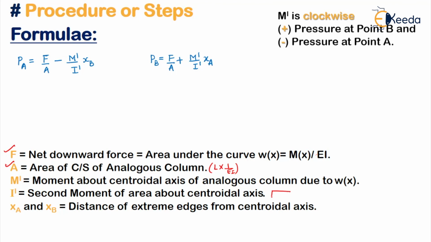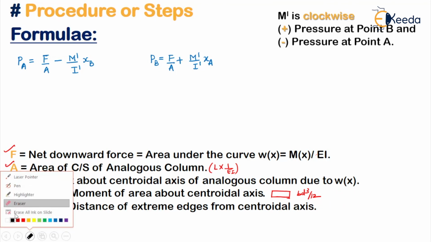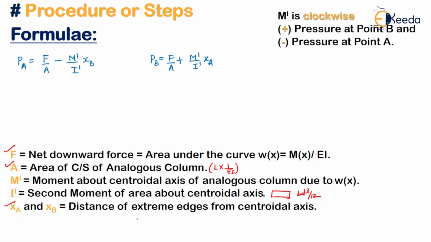Normally, what is the moment of inertia for a rectangular section? It is BD cube by 12. So in this particular case, B is L, say, and D is 1 by EI, whole cube. So this we'll see in detail in the problem. Okay, what is xa and xb? Distance of the extreme edges from the centroidal axis. Whichever edge we are calculating, that edge.